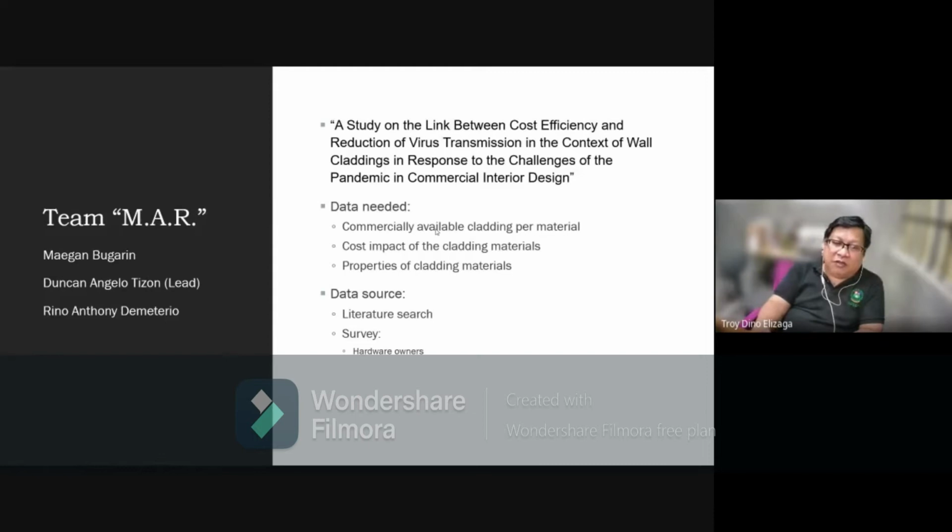So what properties you need to gather. You'll be doing a lot of literature search because I don't think you can go around this. Then survey hardware owners, okay, to ask them about this data.